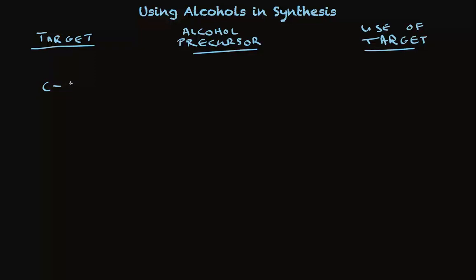Alkyl halides are made from alcohols, where X is either chlorine or bromine. Remember, this sign means "could come from."